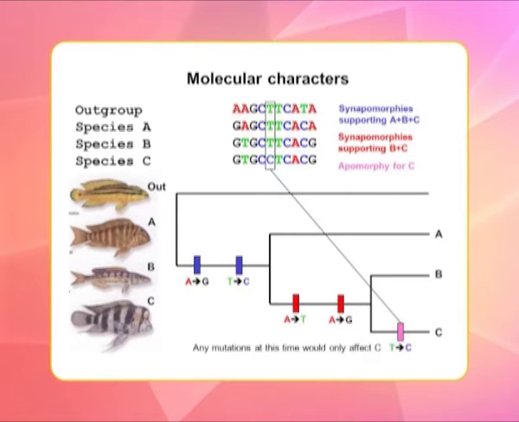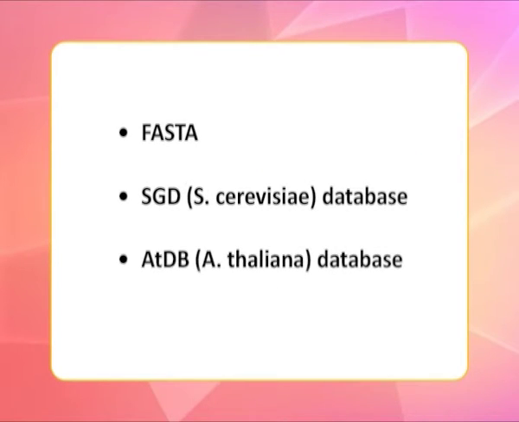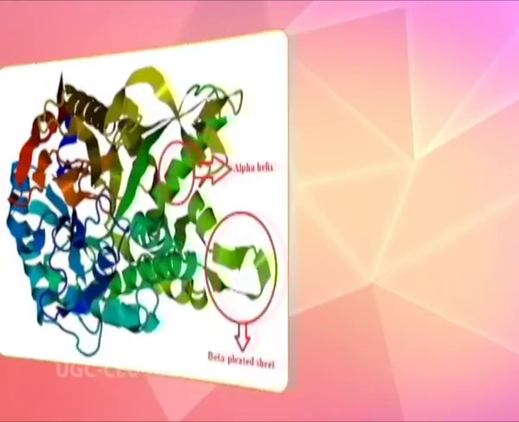Step 7. Find similar sequences in other species. FASTA, SGD, that is the Saccharomyces cerevisiae database, ATDB, that is the Arabidopsis thaliana database, and several species-specific databases with BLAST can be searched to identify similar sequences in other species.